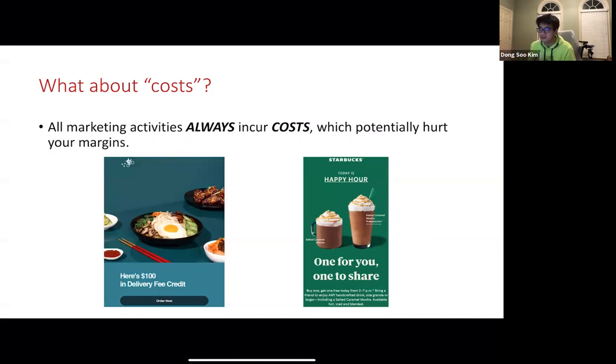Of course, calculating gains and losses is not that simple, because these marketing activities affect not only the immediate sales, but also the future sales. It is possible that customers who receive the delivery fee credits keep using Postmates even after using all of the credits. So marketers need to be more careful when they think of the gains and losses from a marketing activity.